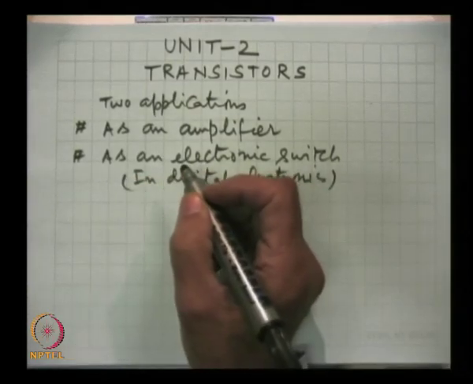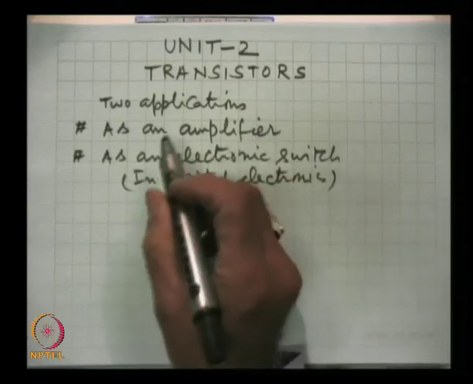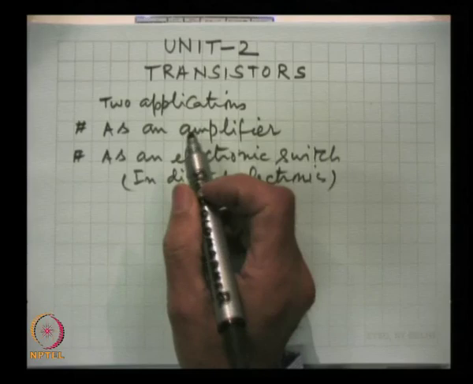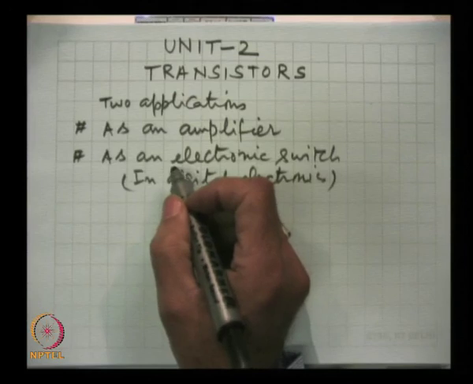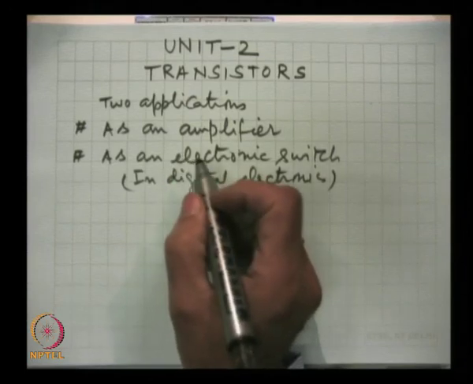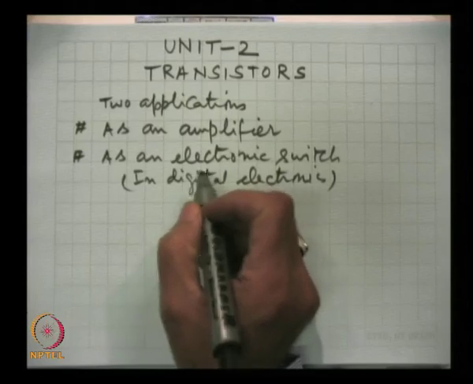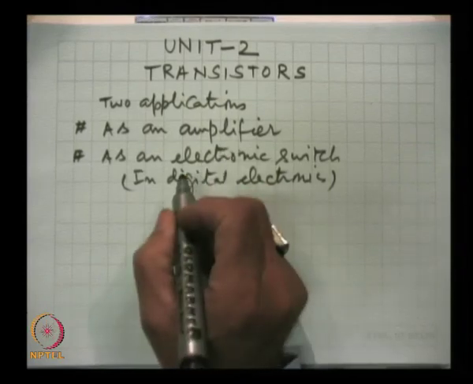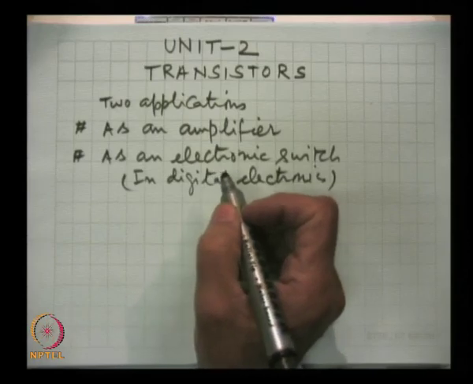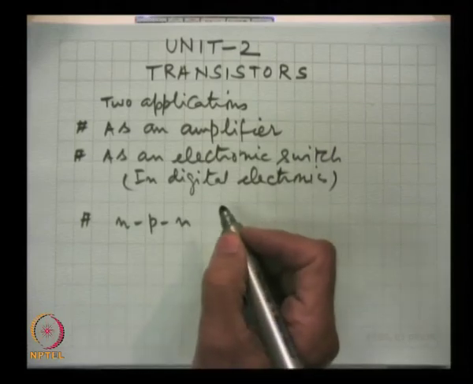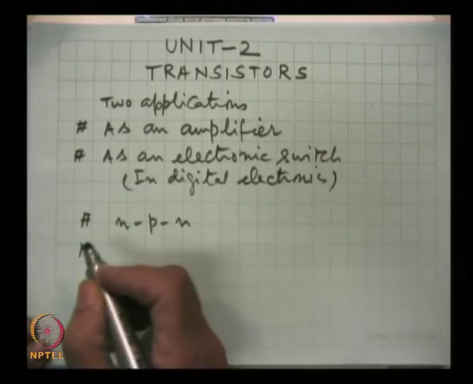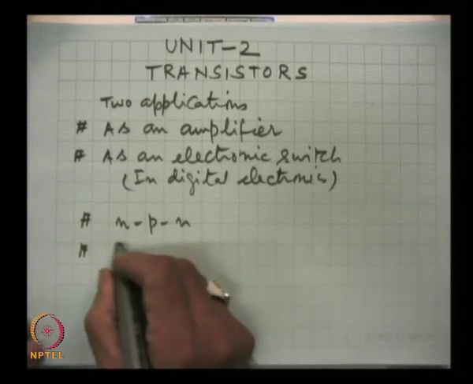So, basically we will be concerned with the use of transistors as an amplifier, and of course, we will specify the conditions under which it can act as a switch as well, but we will not go into details of the switching behavior of transistors. Now, transistors are of two types. One is the NPN transistor and the other is the PNP transistor.